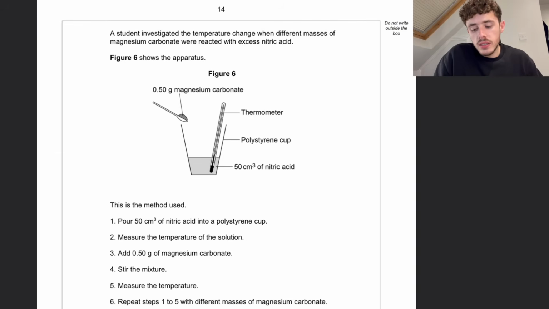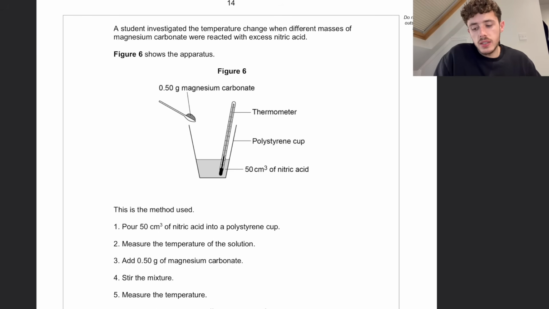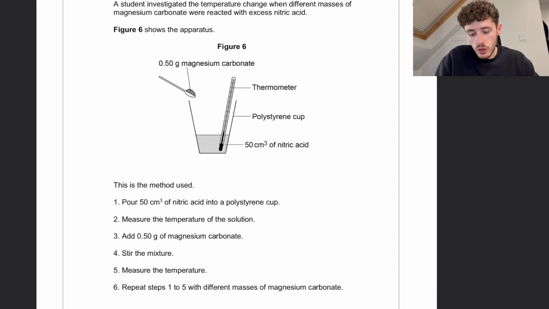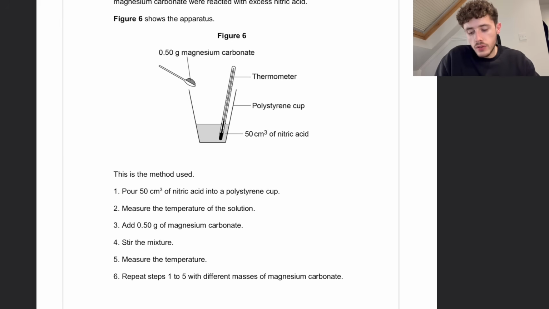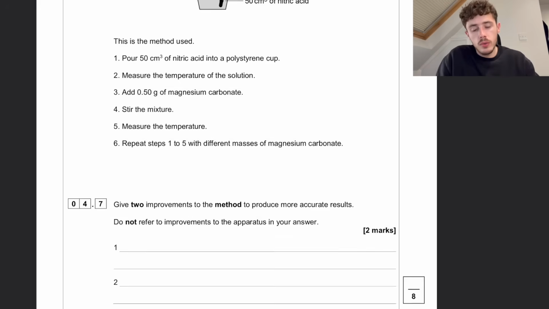A student investigated the temperature change when different masses of magnesium carbonate were reacted with excess nitric acid. So here we have our experiment and the method. Pause that and read that if you want to, but we will come back to it. Give 2 improvements to the method to produce more accurate results. Do not refer to improvements to the apparatus in your answer.